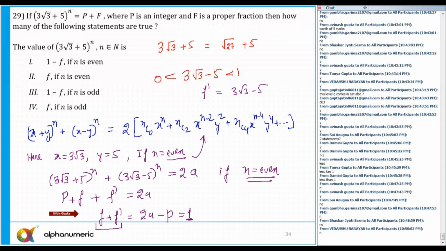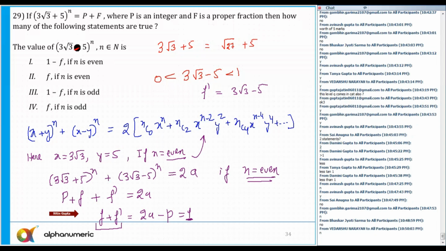Okay. I think I forgot to change the question. Actually, the question was this. There is a slight typing error when I was typing this. This was here 3 root 3 minus 5. In the question, they have asked about 3 root 3 minus 5 raised to power n. I need to find out this value.